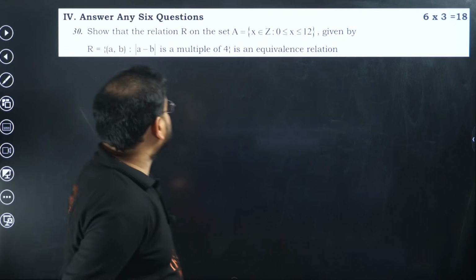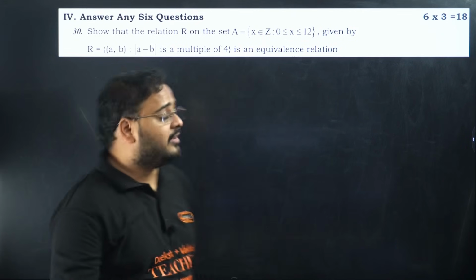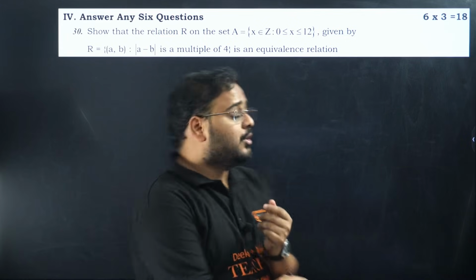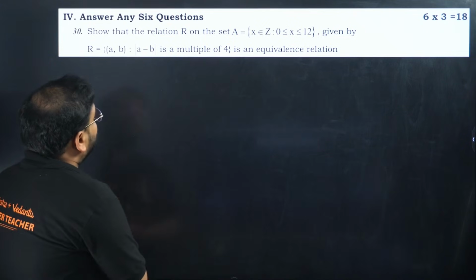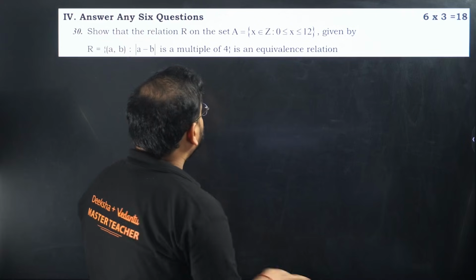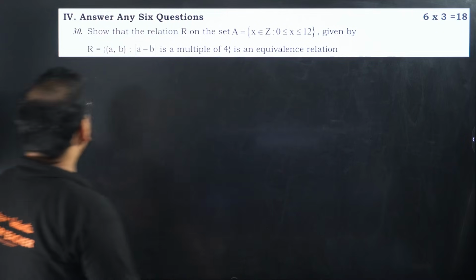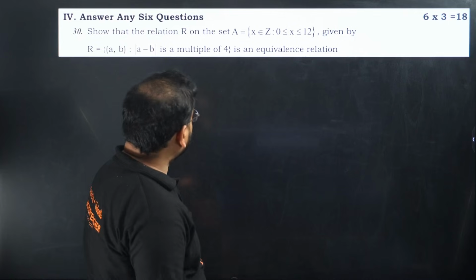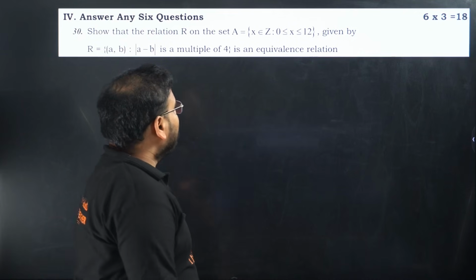Now, answer any 6 questions and we are done with your 2 markers. Now we are moving to the 3 marker questions. The relation R on the set A, where x belongs to any integer from 0 to 12, is given by R equals (A, B), the ordered pair, where the difference is a multiple of 4. Show that it is an equivalence relation.